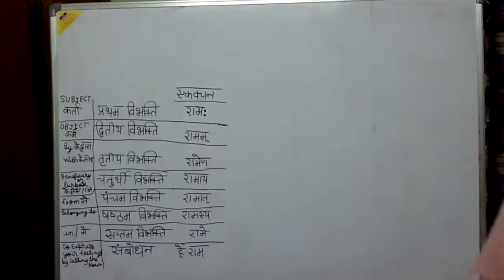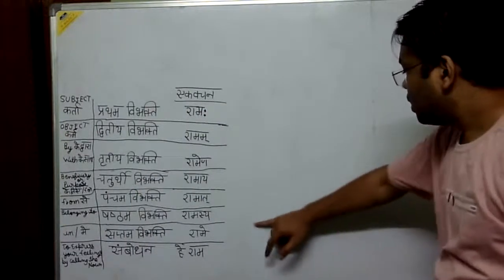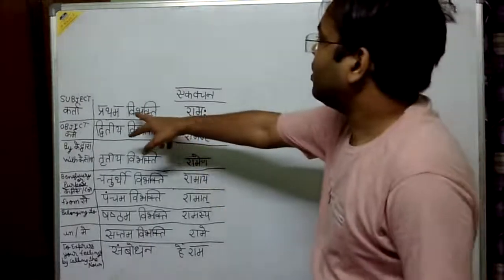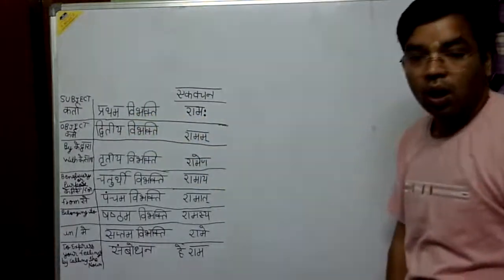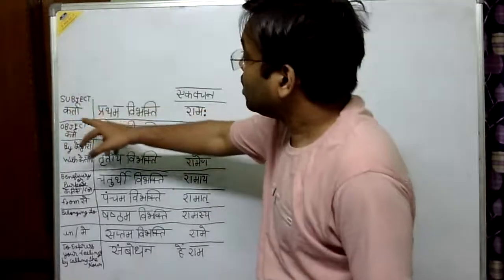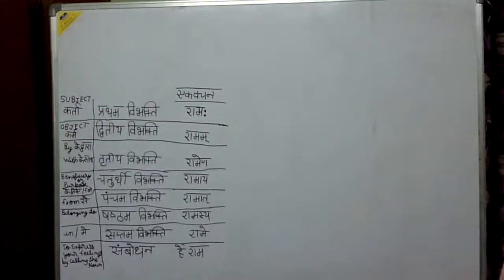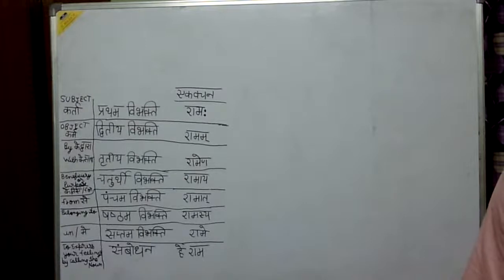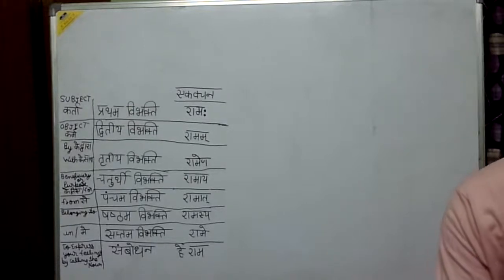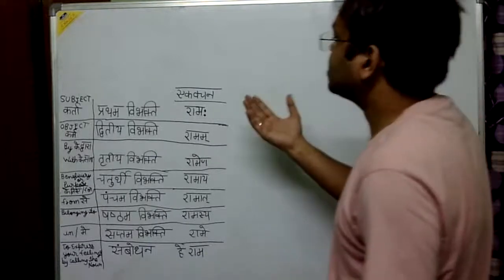See, as I told you earlier, Prathama Vibhakti is used where we have to denote the karta. So try to make some sentences which have a subject in them. In fact, every sentence has a subject in it. No sentence can be formed without the subject.